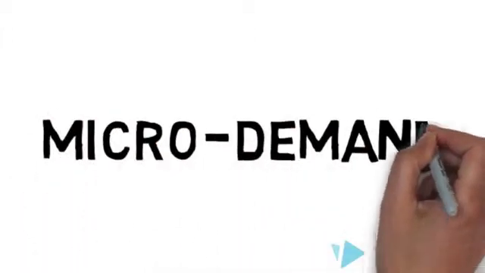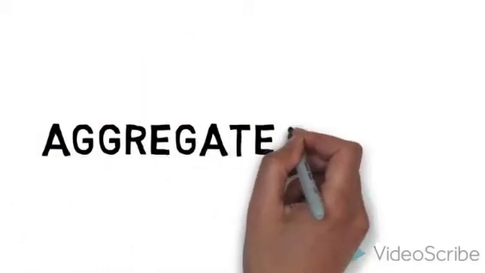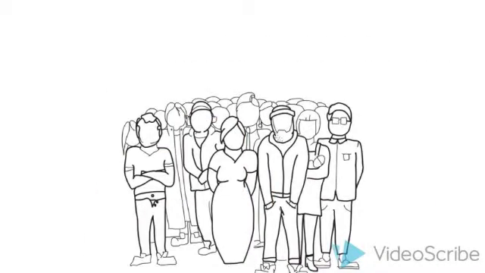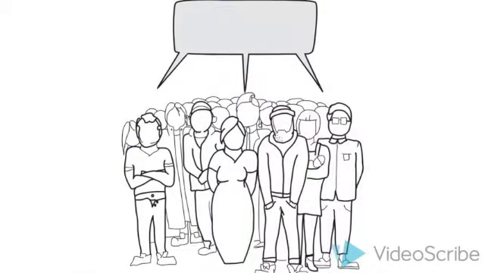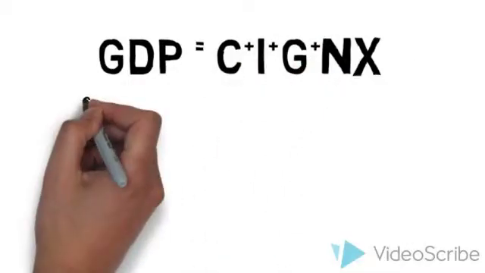Micro demand is the demand of one person, and it's the wants of that one person, as opposed to aggregate demand, which is the demand of the entire population of the country. Aggregate demand is the same as GDP. The components of GDP are C, I, G, and NX.